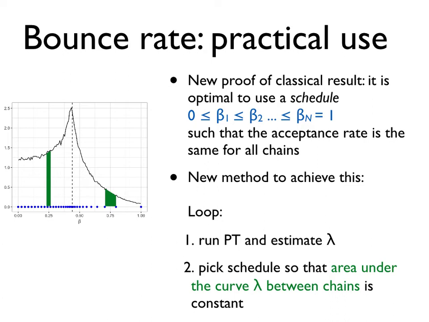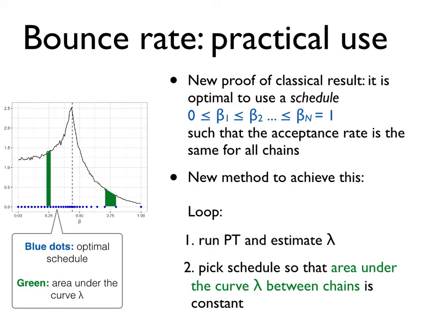So a first result that came out of this analysis is a new proof of a classical result, which is that the optimal schedule is a schedule which will attain an equal acceptance rate between all chains. And at a high level, the new method to achieve this is to loop over different rounds of adaptation. First, we're going to run parallel tempering and estimate lambda. Then we're going to pick a schedule so that the area under the curve lambda between chains is constant. So this is an example in the Ising model where the blue dots are an optimal schedule and green is the area under the curve lambda.